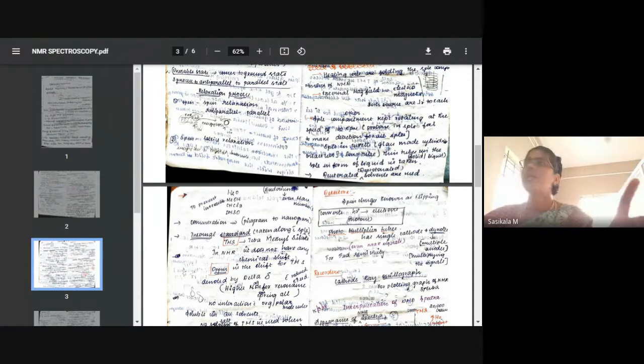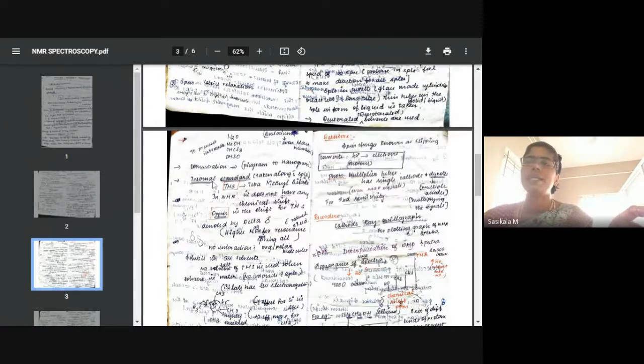Okay, and along with the solution, we need to add internal standard. Internal standard should also be soluble in the same solvent. Okay. And what internal standard? Tetramethylsilane. Why is it chosen? Since it has 0 parts per million, it will not interfere with the sample absorption and sample peak.